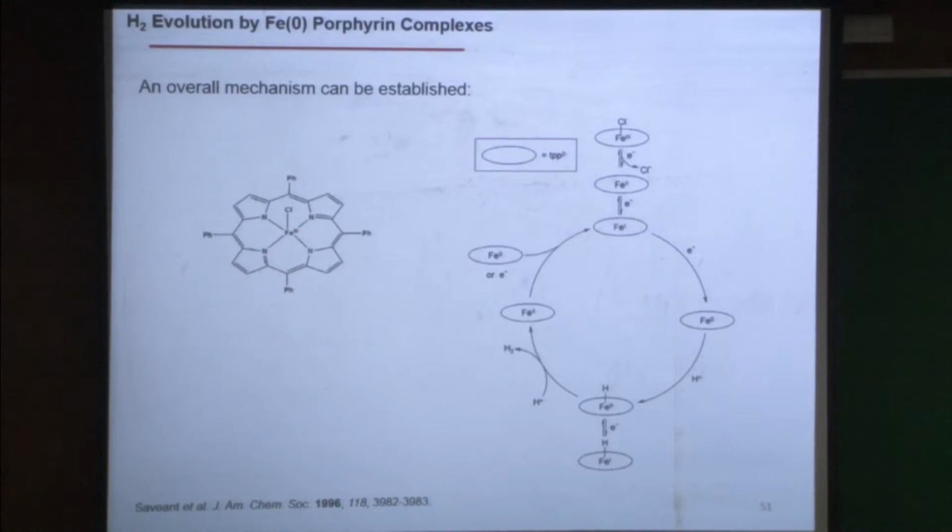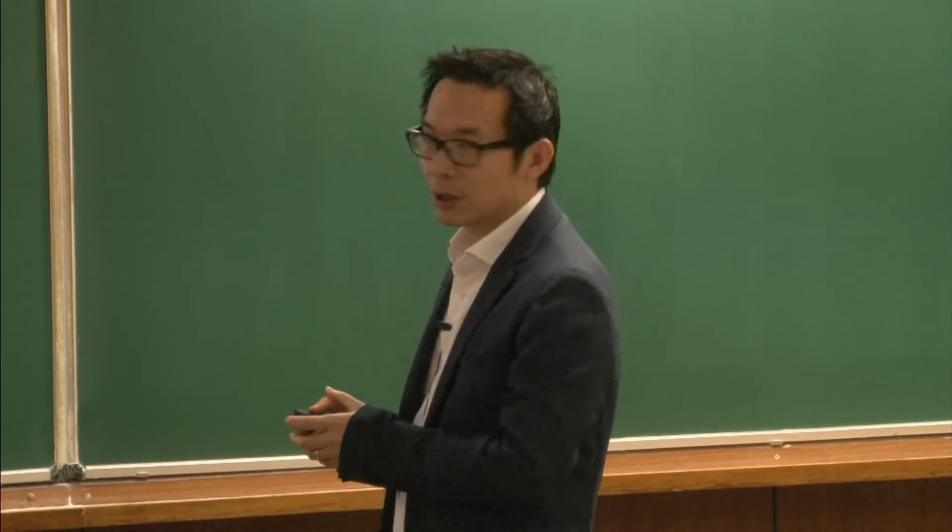Iron 3 chloride can be reduced. When you reduce it, the chloride goes off. This is actually a reversible reaction, so you make an iron 2. Okay? In the iron 2, you have the ligand. I use this to represent the porphyrin. Yeah? And so you have this iron 2.